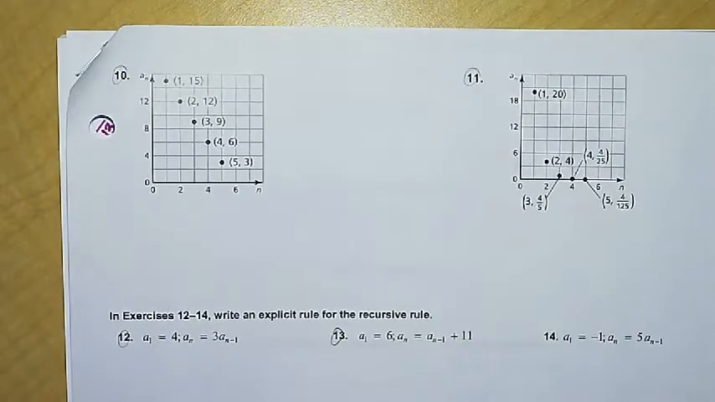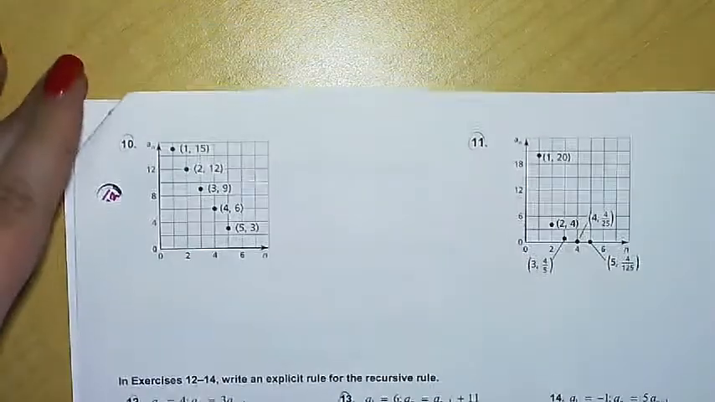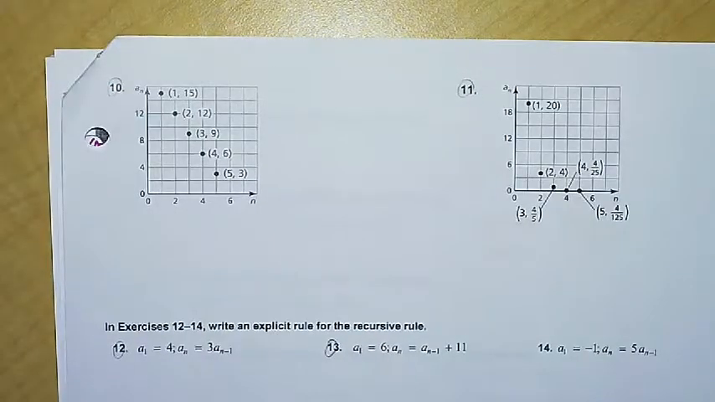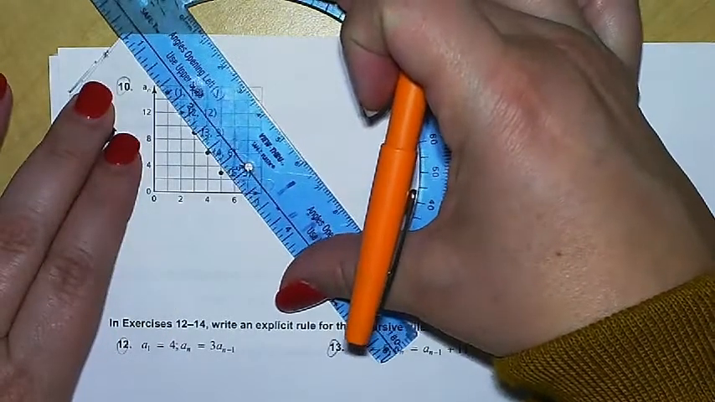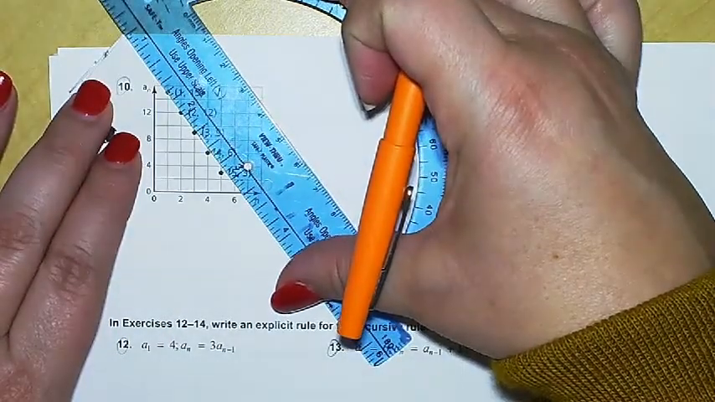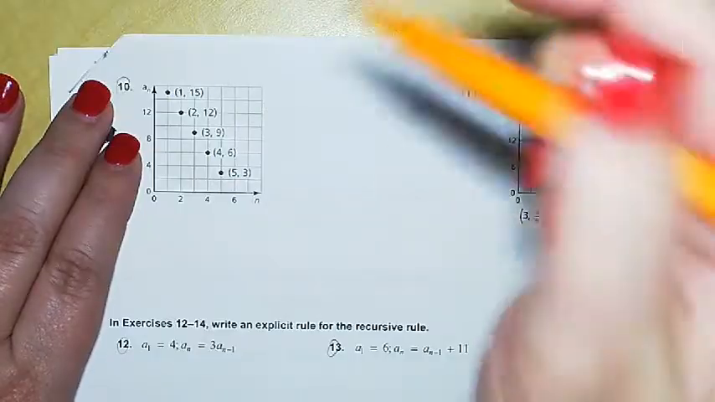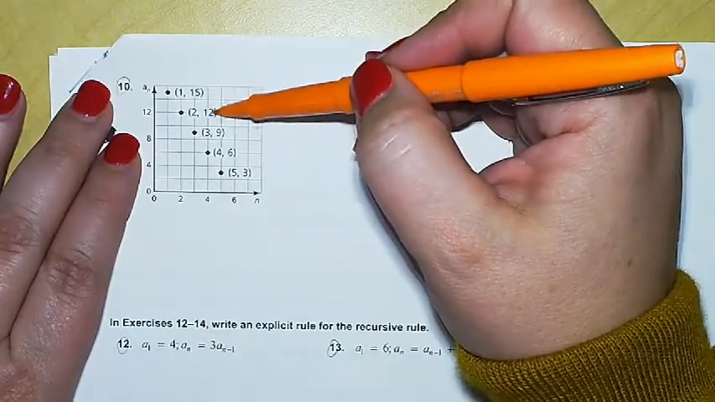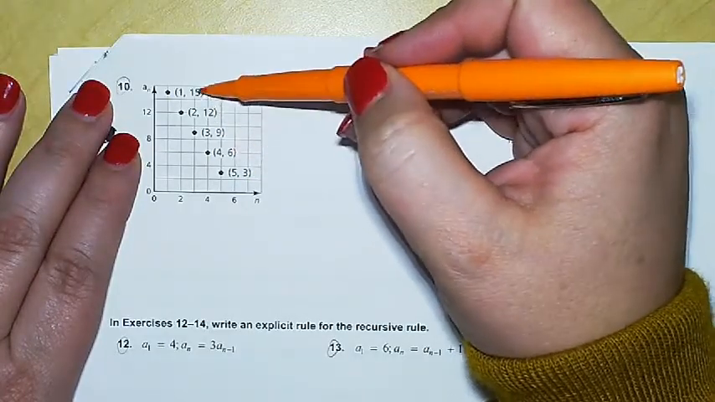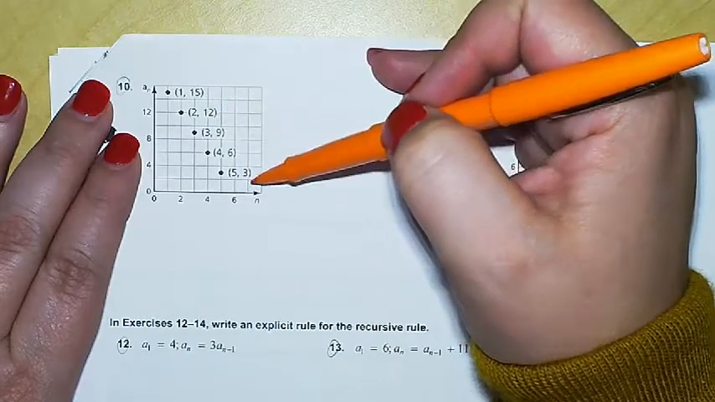Again, it's really just a more formal way of describing the pattern. So let's take a look at number 10. Number 10 here, just based on this graph, it looks pretty linear, and I can put a straight edge to this and confirm that. But it's also just really smart to check in with the values and see, oh, look, they're decreasing by 3 every time. 15, 12, 9, 6, 3.